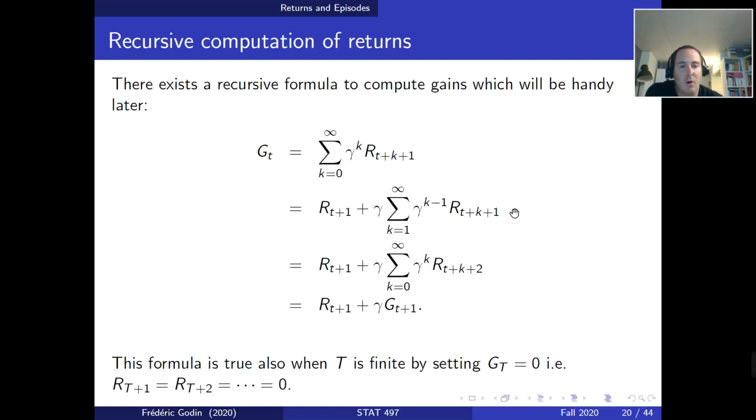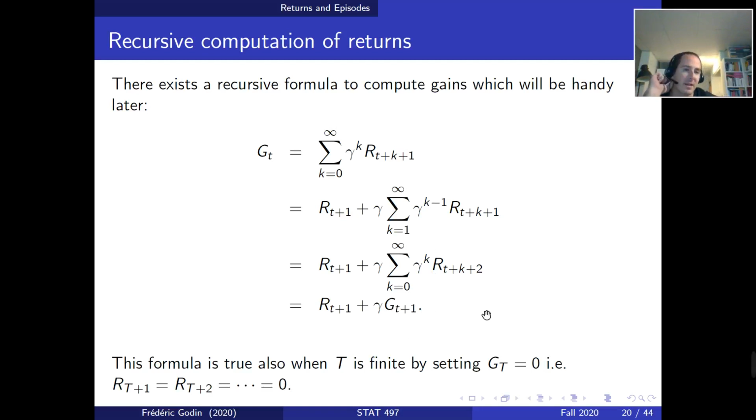Then to go from here to here, we simply do a change of index. Instead of starting the sum at k equal to 1, we start it at k equal to 0, but we decrement the index of each k by 1. So here instead of k minus 1 it becomes k, and here instead of k it becomes k plus 1. And here, do we recognize this quantity? Well, this is the return at time t plus 1. It's exactly this formula where we replace t by t plus 1.